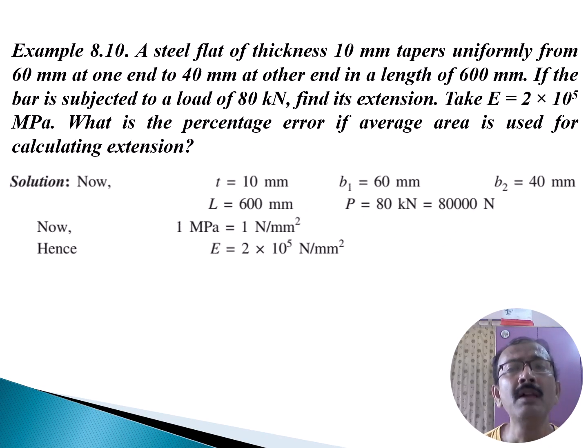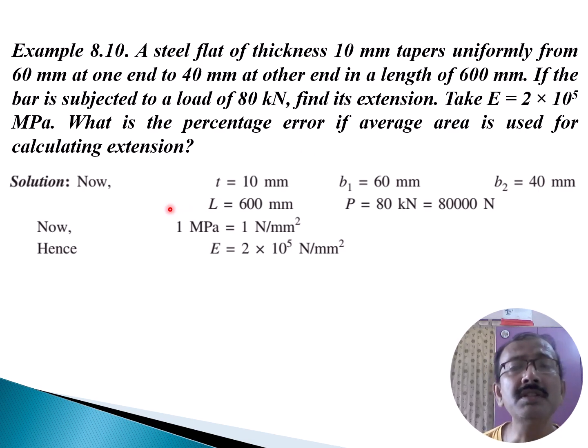Then another example. A steel flat of thickness 10 mm tapers uniformly from 60 mm at one end to 40 mm at the other end in a length of 600 mm. If the bar is subjected to a load of 80 kilonewton, find its extension. The value of E is given as 2 into 10 to the power 5 megapascal. What is the percentage error if the average area is used for calculating extension?